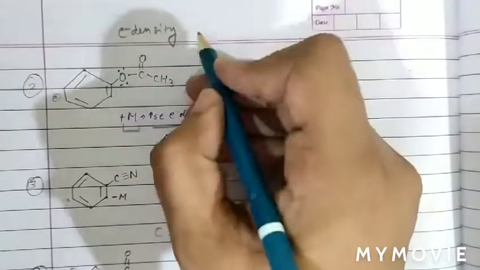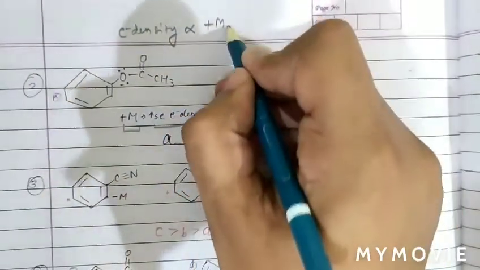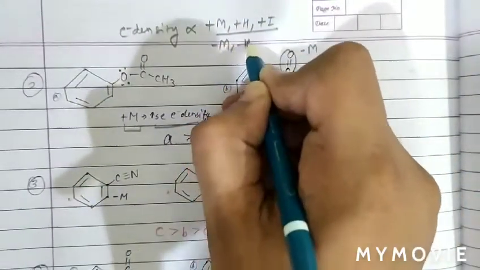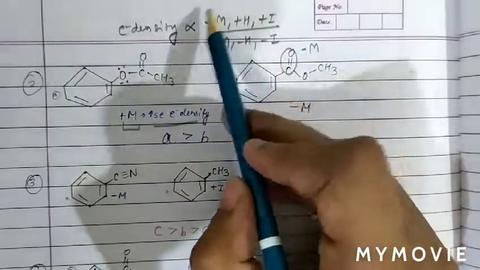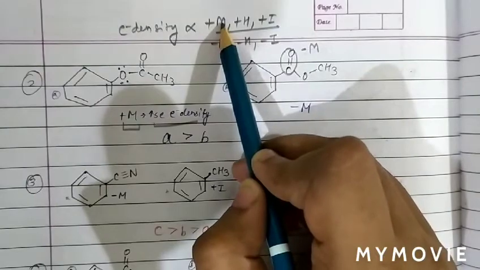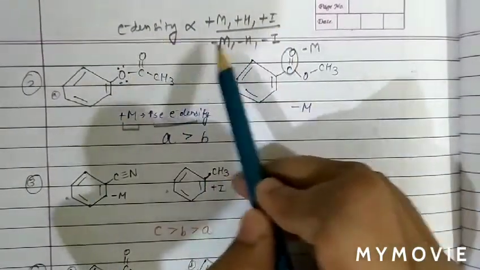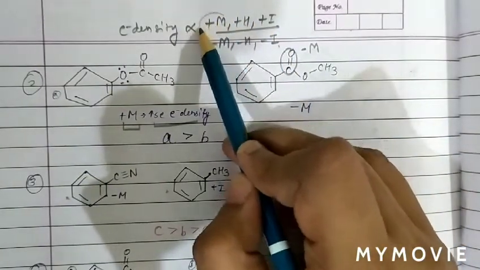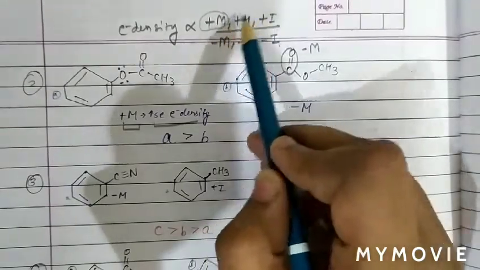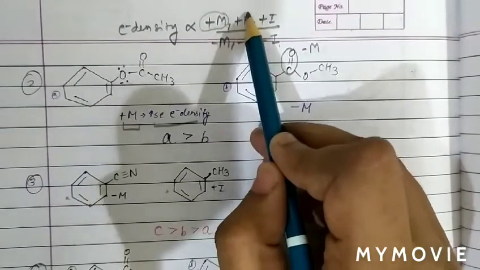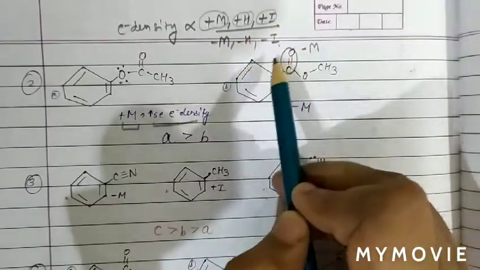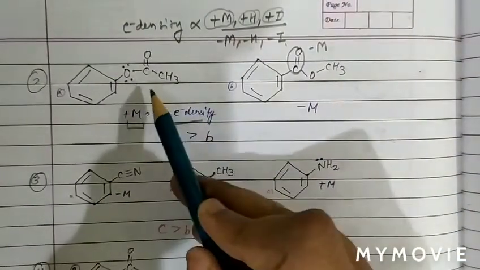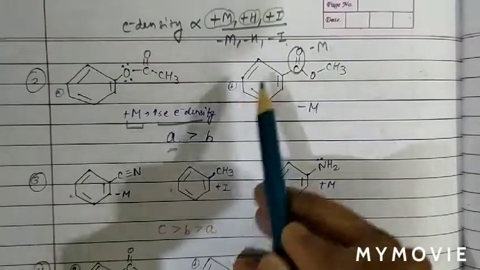So we can say electron density is directly proportional to plus M, plus H and plus I, and inversely proportional to minus M, minus H and minus I. So basically electron density increases when plus M group is present, and plus H and plus I, and decreases when minus M, minus H and minus I. And the order is also, electron density increases more with plus M, so priority order for plus M is more, then plus H and then plus I. In the same way for minus M, minus H and minus I. So plus M increases electron density, therefore electron density in A is more than B.